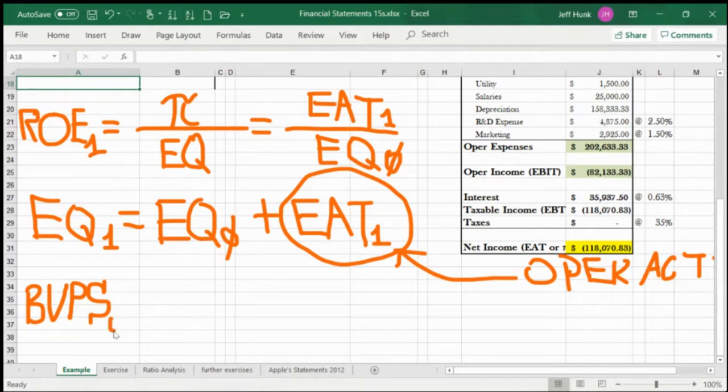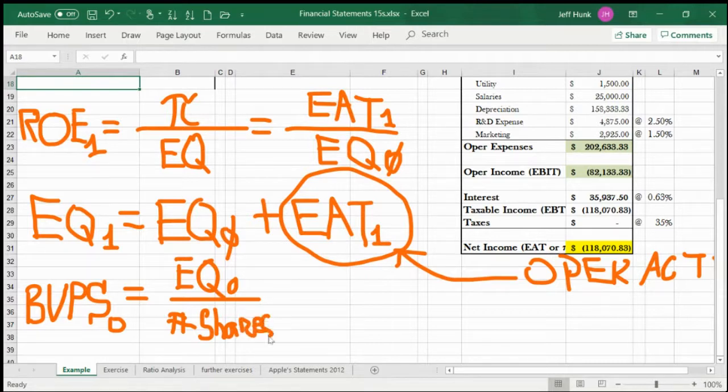So then book value per share at time zero is book value of equity at time zero divided by number of shares. Isn't that right? Because that's the definition of what per share means. Number of shares outstanding. I'm not going to write outstanding. Outstanding means held by investors.